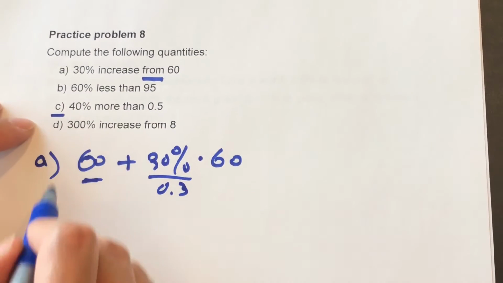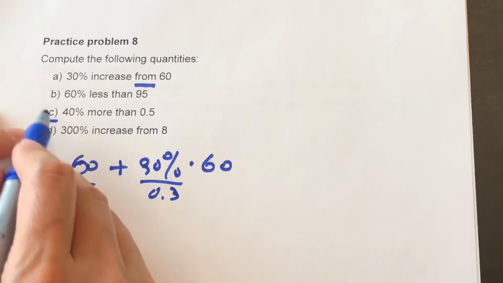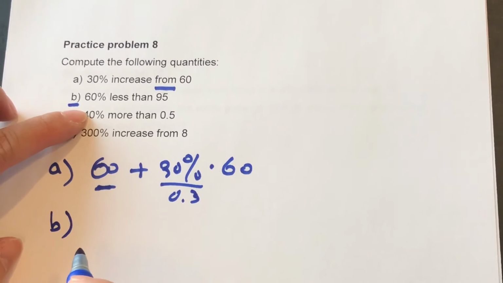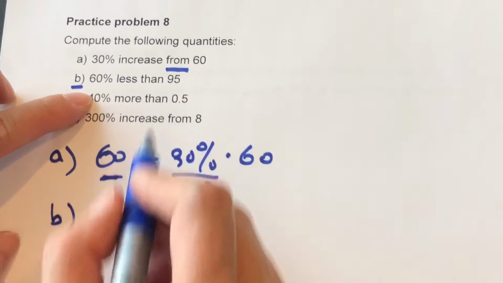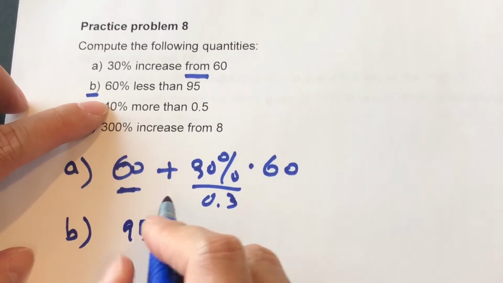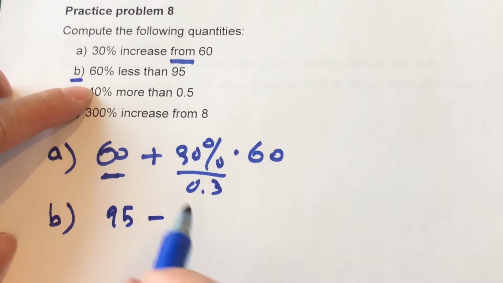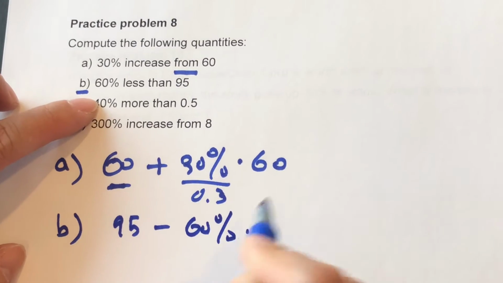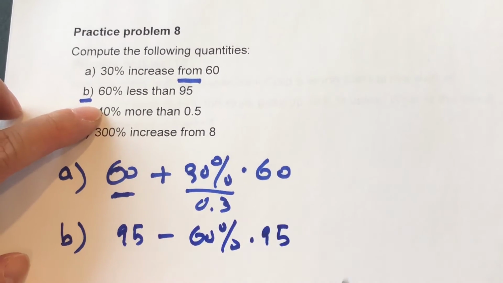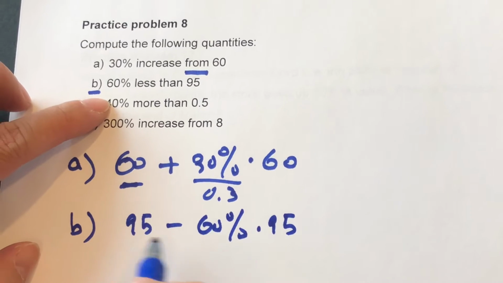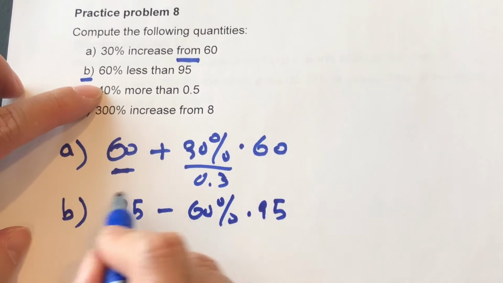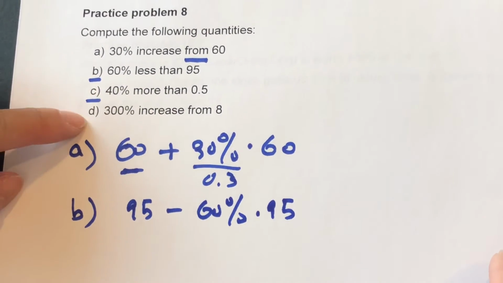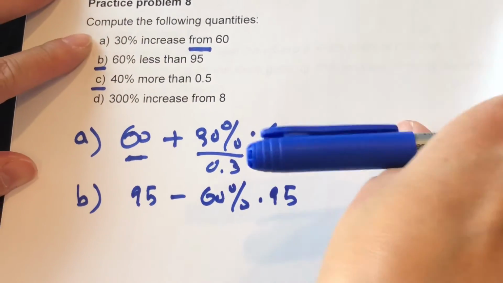Let's do another one, a decrease, B. 60% less than 95. Less than, you're starting from 95, and minus, you have to be 60% less than this. So 60% multiplied by 95. Starting from this number, you decrease by this much. This will be the final number that you come to. This is similar to A, so we'll skip.